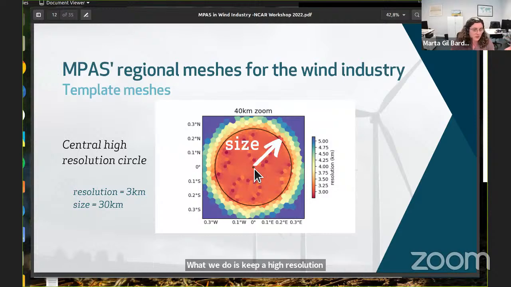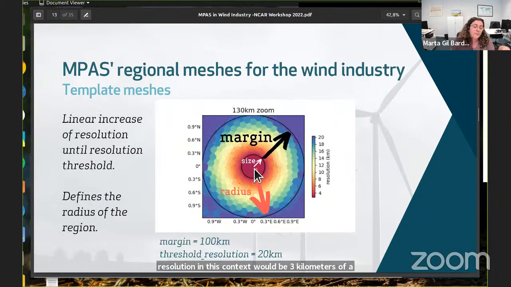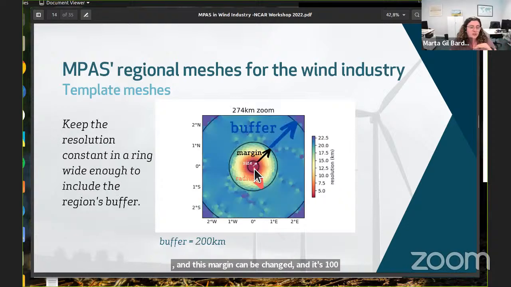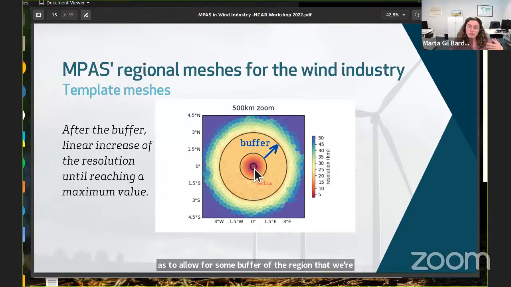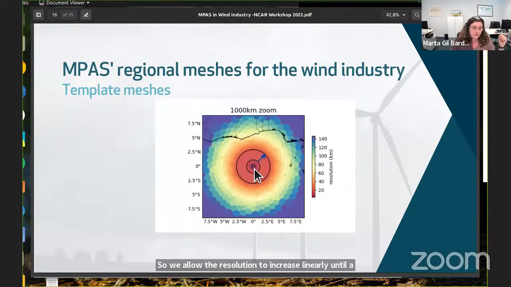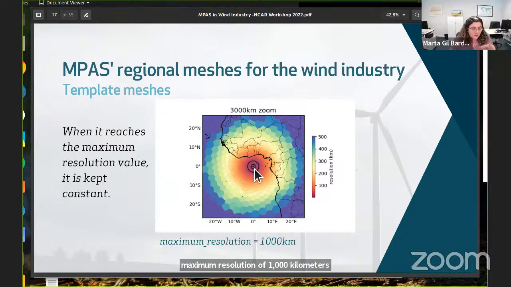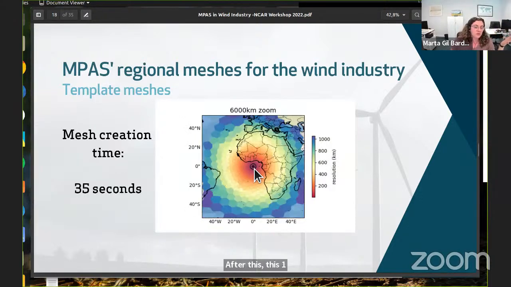High resolution in this context would be 3 kilometers over a certain size, and then we let the resolution increase linearly until a threshold resolution of 20 kilometers that we've set. This margin can be changed, and it's 100 kilometers in this example. Afterwards, we keep this 20-kilometer resolution constant for a few kilometers to allow for some buffer of the region that we're going to cut. After that, we don't care anymore, so we allow the resolution to increase linearly until a maximum of 1,000 kilometers, after which we keep the resolution constant so as not to have huge cells. And all of this takes 35 seconds.